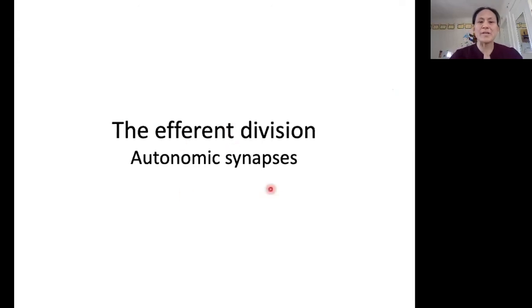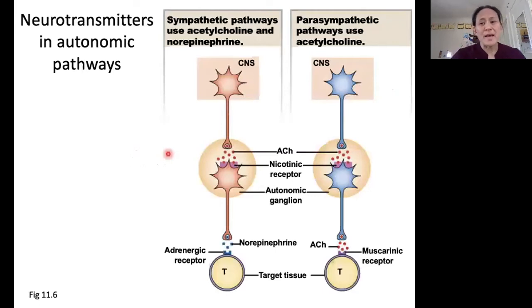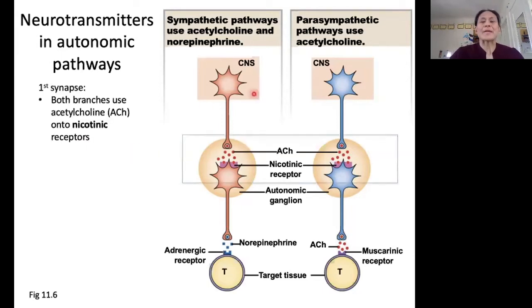In this video, we're going to be talking about autonomic synapses. In the previous section, we saw how the anatomy differs between the sympathetic and the parasympathetic nervous systems. I am here to tell you that they also use different neurotransmitters, so I want to show you those differences. Again, remember we have our preganglionic neuron synapsing at the ganglion onto the postganglionic neuron, which then provides an output to the target.